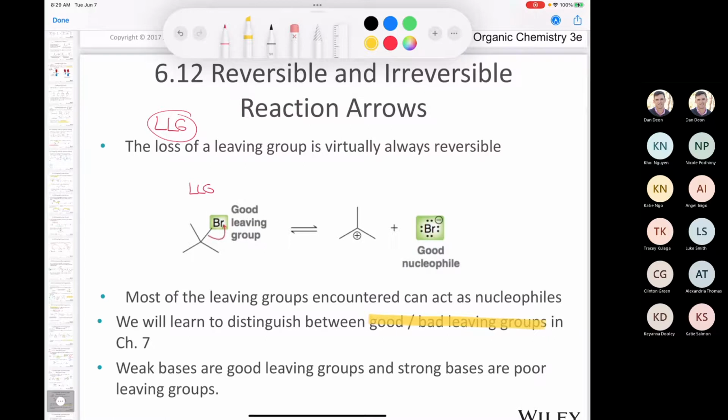So a weak base, or the conjugate base of a strong acid, is a good leaving group, and strong bases are poor leaving groups. So again, this is just a different way of thinking about what I said. A weak base is a good leaving group. Well, a weak base is the conjugate base of a strong acid. But the bottom line is any loss of leaving group is pretty much going to be reversible.